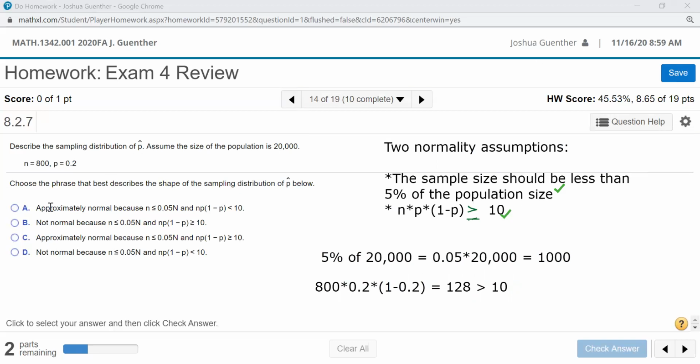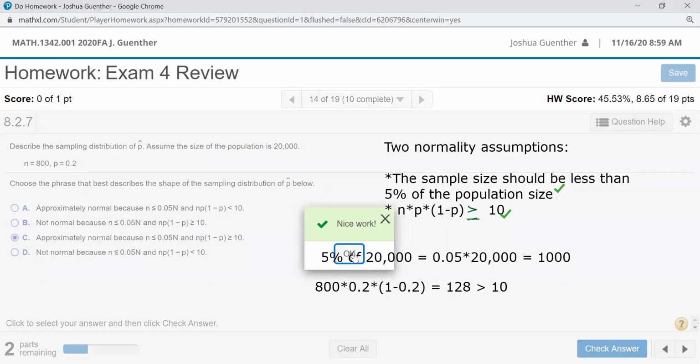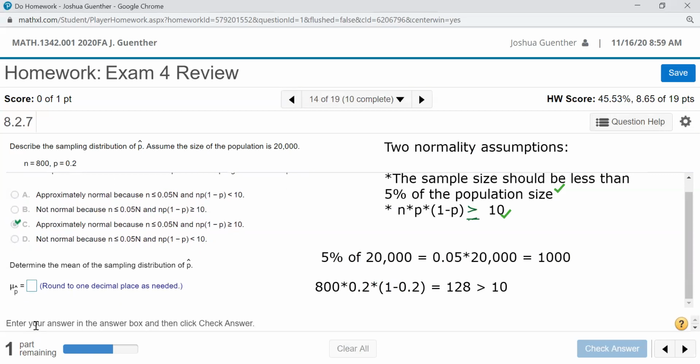So let's see, it's not A. It says it's approximately normal because the sample size is less than or equal to 5% of the population size, but then it's saying n times p times 1 minus p is less than 10, which is not the assumption. The assumption is that the sample size is less than 5% of the population size, and n times p times 1 minus p is greater than or equal to 10. That's what you really want. So this is a good one.